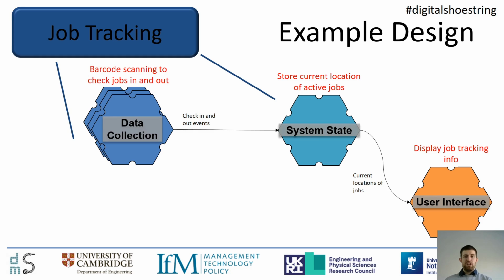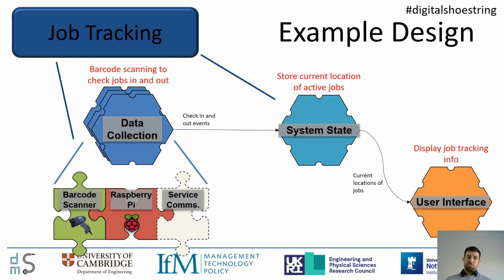To show how this goes the step down, if we look at the data collection module, this could be as simple as just a barcode scanner embedded in a building block, a Raspberry Pi, essentially a microcomputer, and then a service communication building block that handles this communication between the data collection services and the system state service, for example.